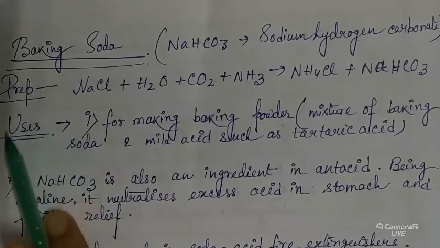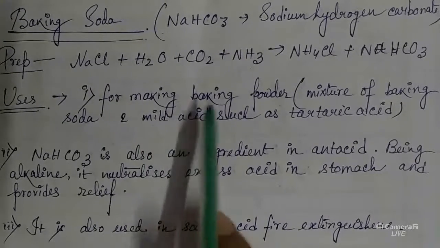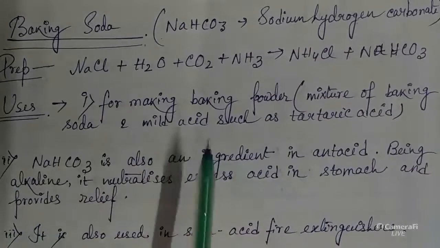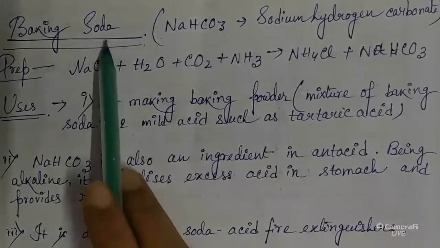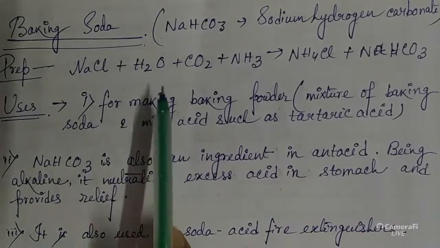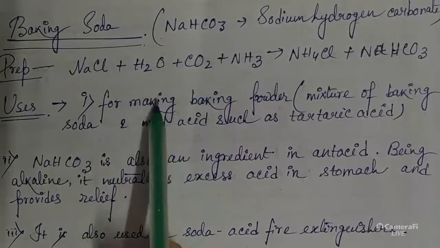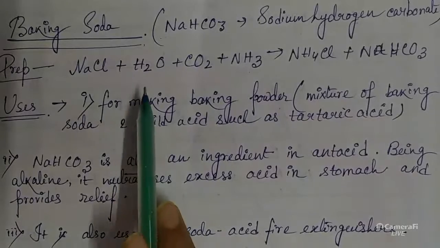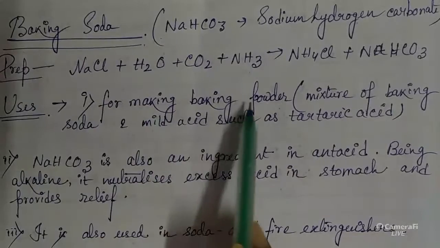So now we are coming to the uses of baking soda. For making baking powder, we can use baking soda. Baking soda and baking powder are not the same. Baking soda we use for our kitchen purposes. For example, when we make pakoras, to make them crispy, we can use baking soda. Generally we use it in the kitchen, and it is also used for baking powder.